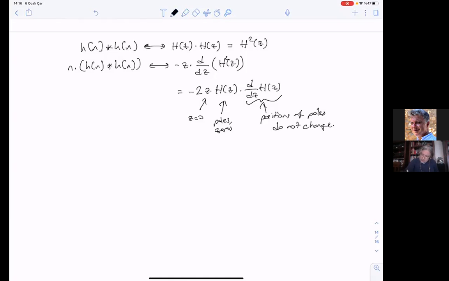So we conclude that the new thing will be causal and stable, really, because the positions of the poles don't really change. So the answer to this question is true.